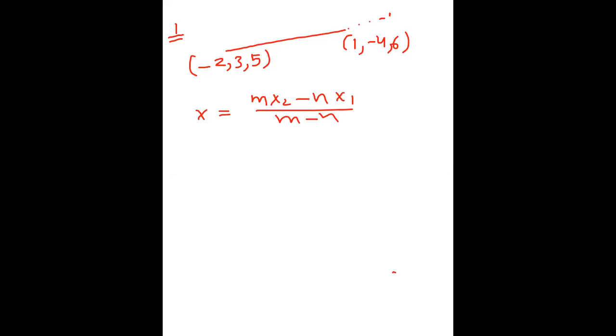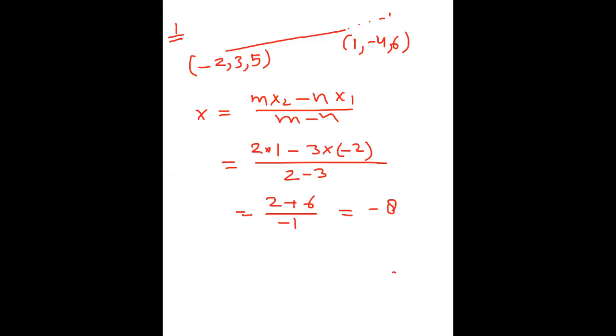So it will be, m means 2, it is given. x2 means... n is 3 into minus 2, upon m minus n, that is 2 minus 3. So 2 plus 6 upon minus 1, it will be minus 8. The x coordinate will be minus 8.